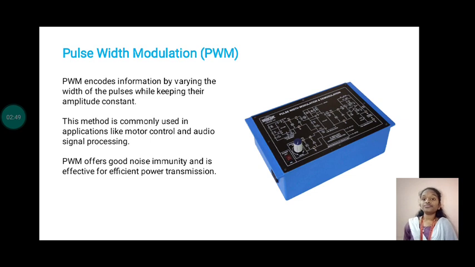Pulse width modulation, which is known as PWM. PWM encodes information by varying the width of the pulses while keeping their amplitude constant. In pulse width modulation, we have to keep the amplitude constant. This method is commonly used in applications like motor control and audio signal processing. PWM offers good noise immunity and is effective for efficient power transmission. This diagram shows the experiment we have done in the laboratory.